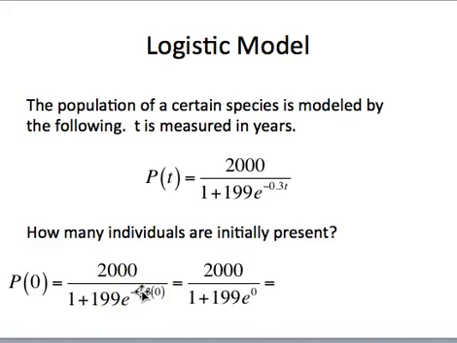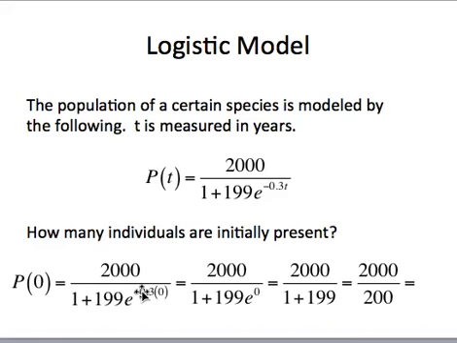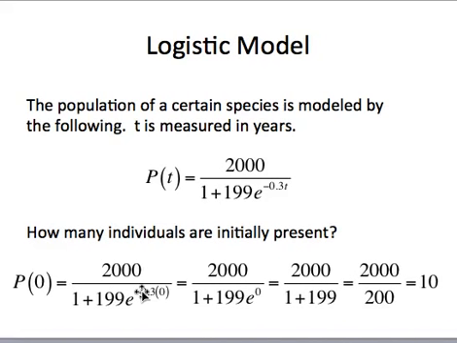But what is e to the 0? E to the 0 is of course 1. So it's just 2,000 over 1 plus 199, or 2,000 over 200. And that's easy to divide. That of course just gives us 10. So initially we have 10 individuals present in this population.